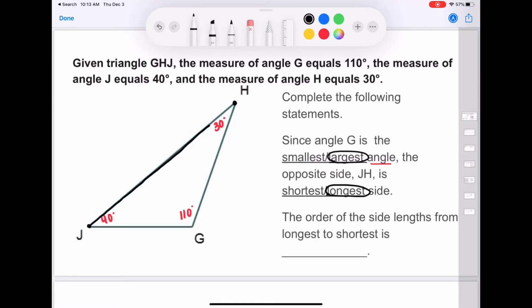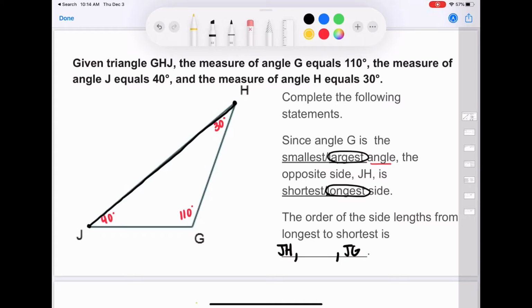J and H. Okay? The order of the sides' lengths from the longest to the shortest is, well, what else did we learn? We learned that we have the longest side at J and H. So we're going from longest to shortest, so we could do JH. That's already our longest side. That's what we already identified. And we need to understand what else we know. But we also learned that across the smallest angle, we have the shortest side. So that is J and G.